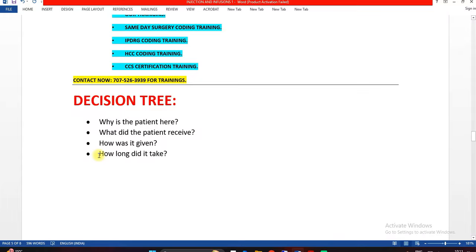Next, how long did it take? This is very important for injection and infusion coding. We always need to check in the documentation what the start time of the dripping is and what the end time of the dripping is. So we need to check here how long it took, the starting time and the ending time.